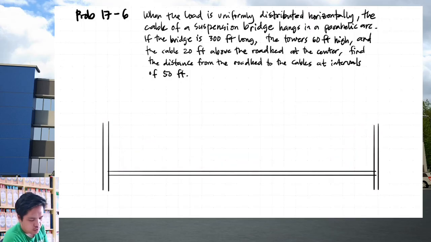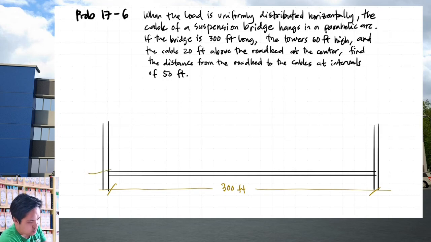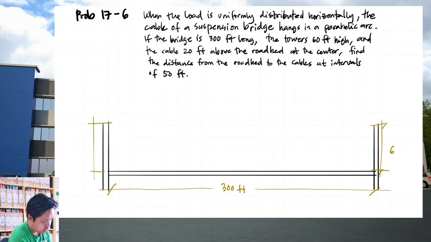So the tower is, let us label first the bridge. The bridge is 300 feet long. Hindi naman masyadong mahaba. That's the distance from tower to tower. Then the tower from the roadbed to the top of that tower is both 60 feet high. That's both 60 feet high.